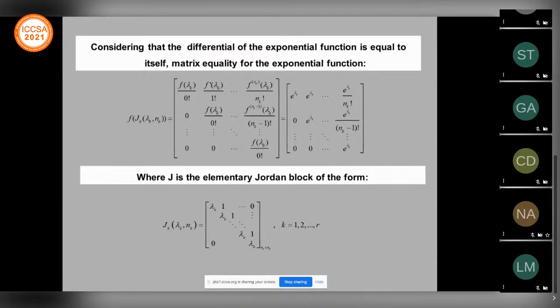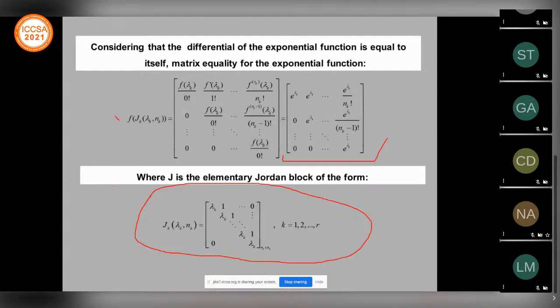Finding the exponent of Jordan canonical form isn't hard because we already have a formula. The elementary Jordan block has the following form: only the main diagonal and ones just above the main diagonal. How to apply an arbitrary function to it is known from the literature. A function applied to this matrix has the following form, just at the right.